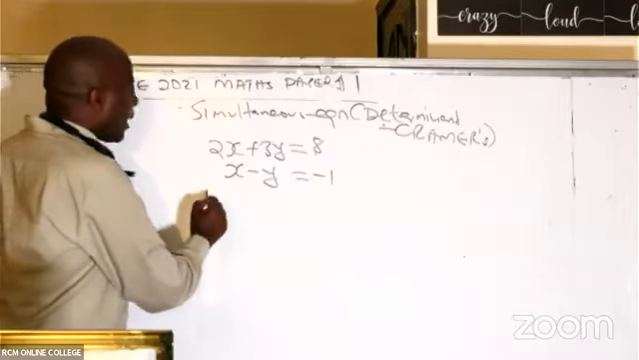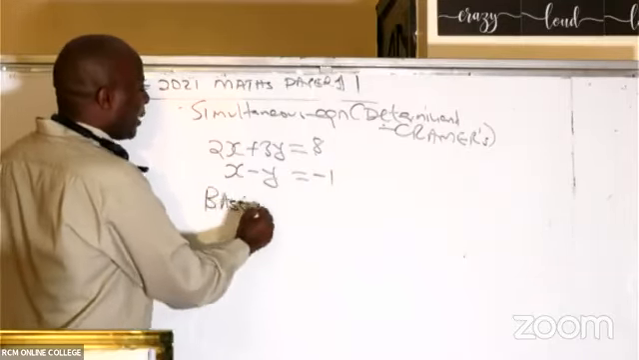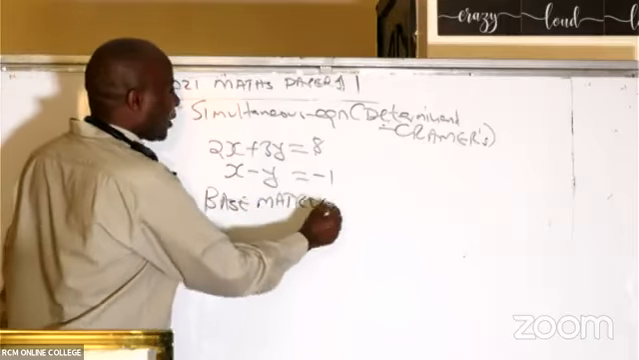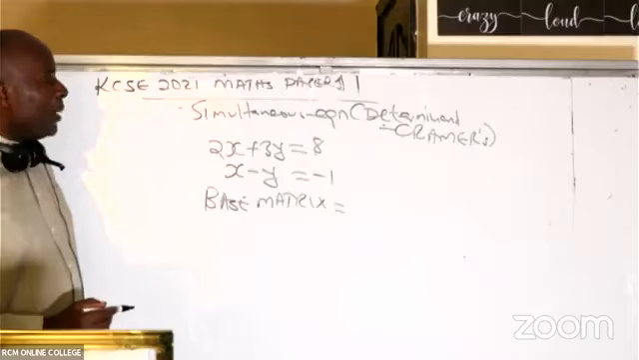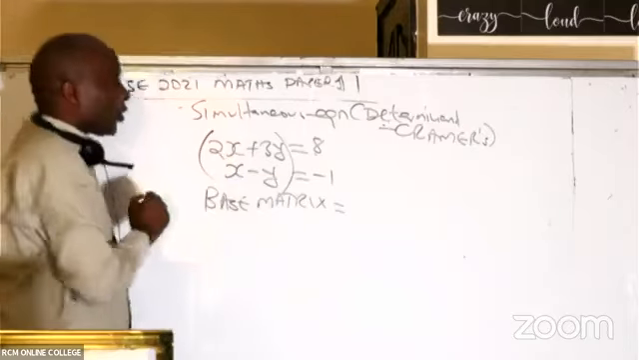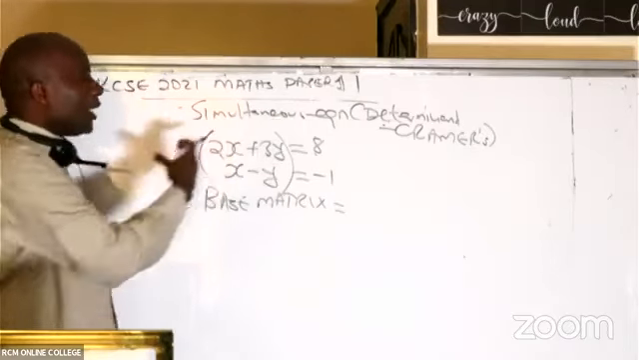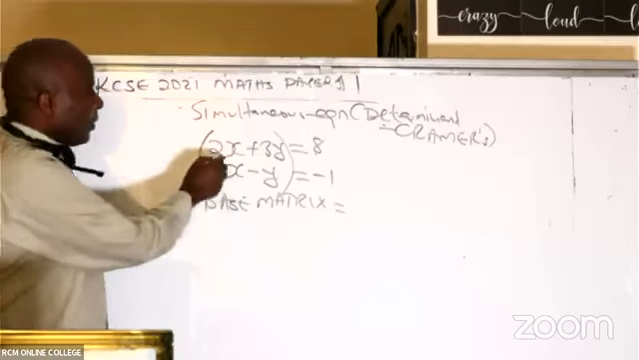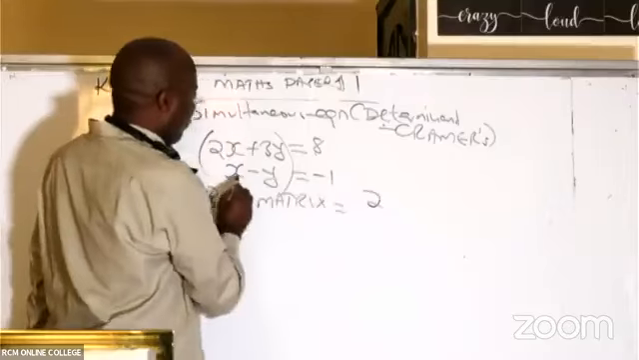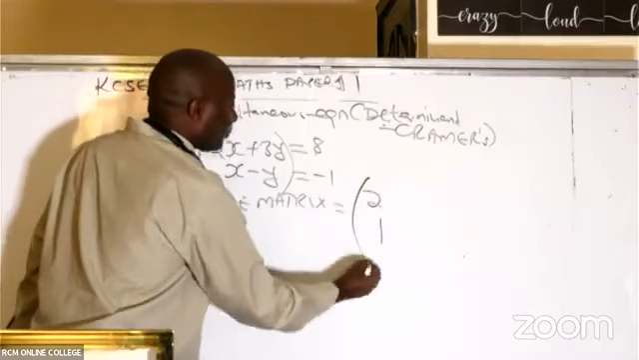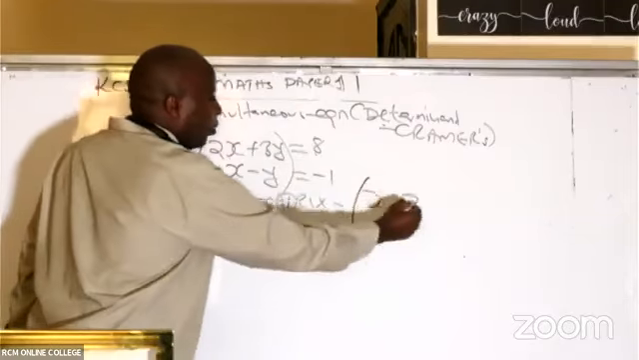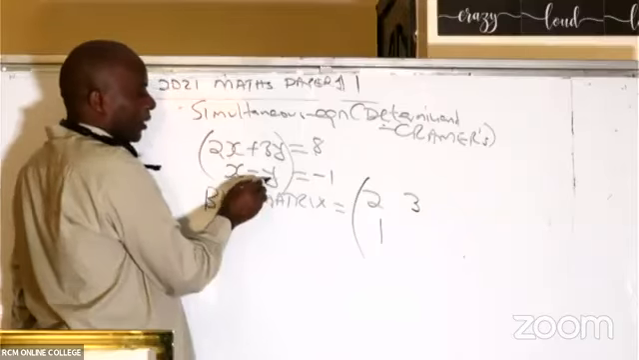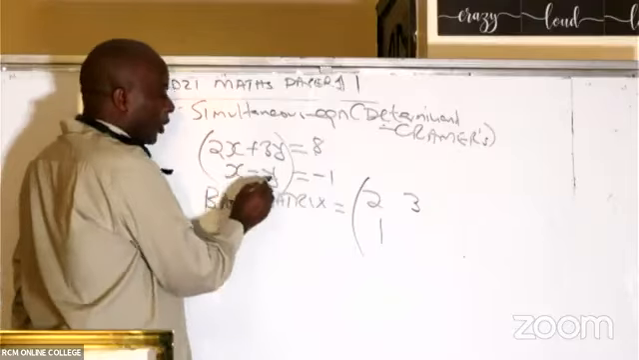So number 1, we shall get what we call the base matrix. Is there somebody who is able to see this base matrix? This is the base. You extract numbers only. So the number coming before this x is 2. Before this x is 1. 2 and 1. Here we have 3. Who is able to see the number coming before this y?